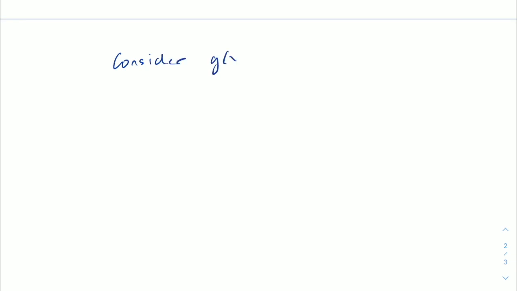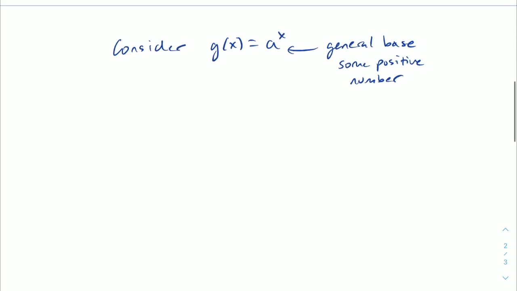All right, so now I want to consider the function a to the x. Call it g of x equals a to the x. So a is a general base. It's some positive number. Okay, I want to figure out this derivative using what I just learned, which is that the derivative of e to the x is e to the x. So what I'm going to do is take this a to the x and rewrite it in terms of e. And the way that I do that is I introduce an e and a natural log.